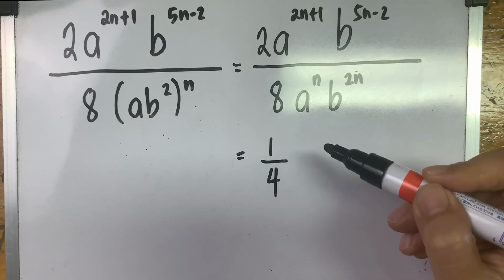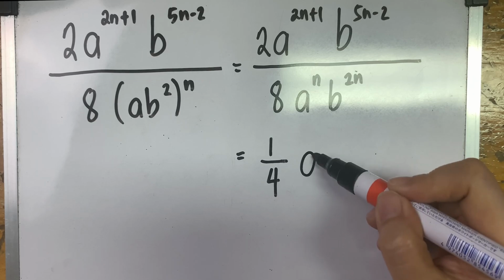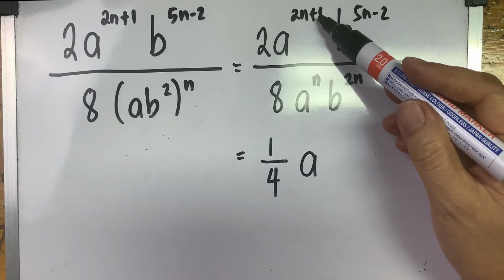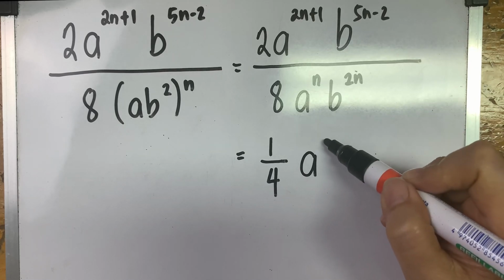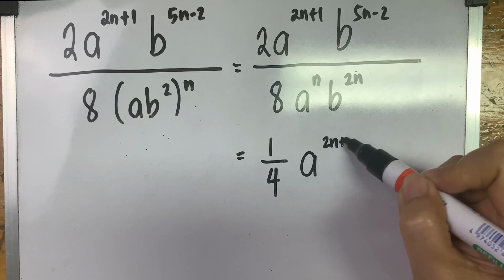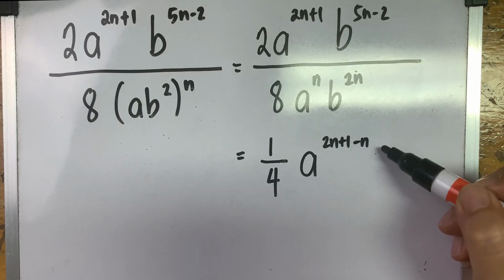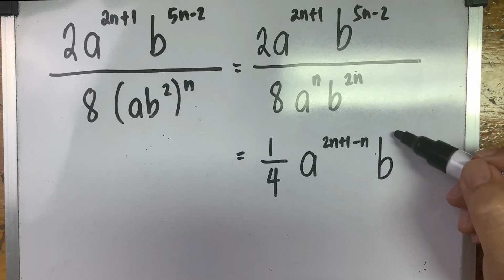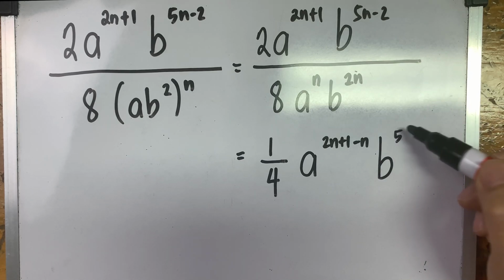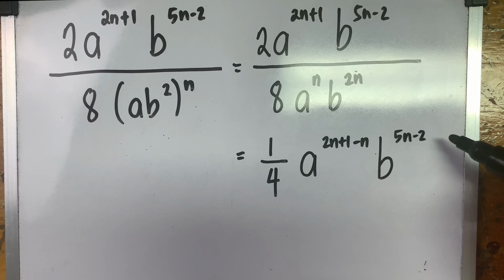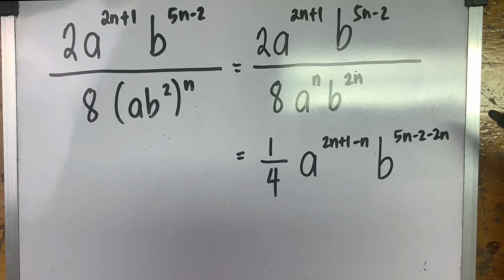Okay? And then for our A, remember this is division. So, subtract natin yung exponent. So, 2n plus 1 minus n. And for our B, ganun din ang gagawin natin. 5n minus 2 minus 2n.